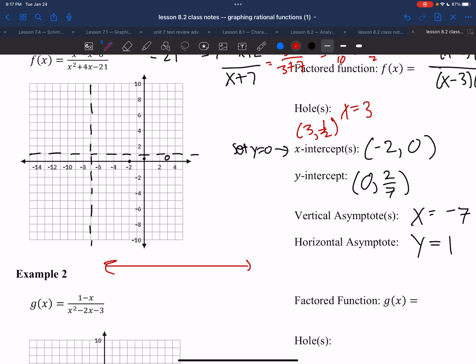So look, I've got a vertical asymptote at x equals -7. I also have an x-intercept at -2. Now, what I want to know is the signage in these three regions, okay? That's it. If I can figure out the signage, that should be enough for me to figure out my graph.